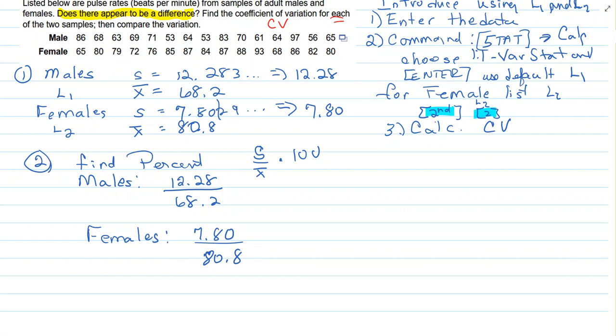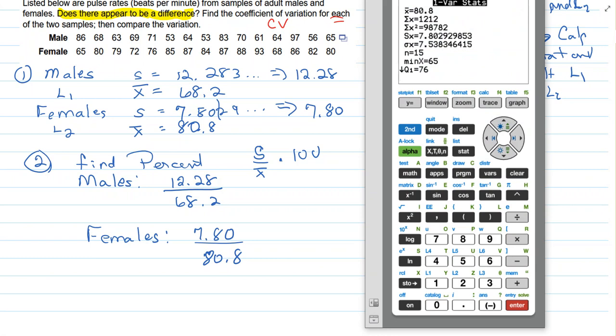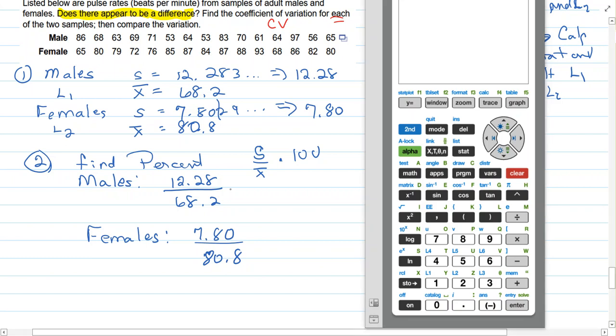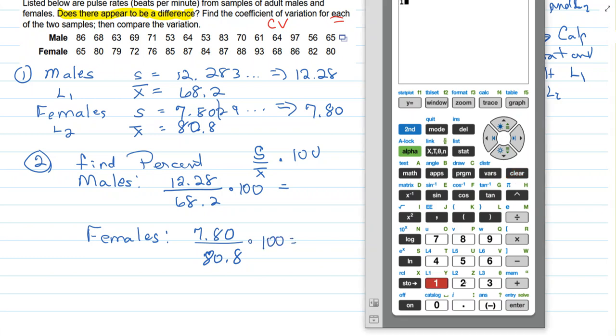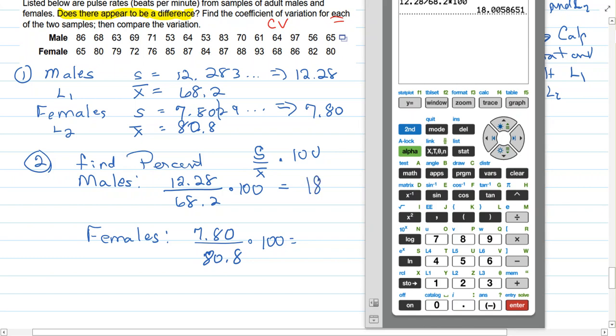Here we go. Going to use our calculator. I'm going to clear my screen, and I'm going to enter what I have. I'm going to have it times 100 to get the percent. I left that off. I'm going to put 12.28 divided by the 68 and 2/10 times that 100. When I do that, I get 18%. I'm going to say 18%.